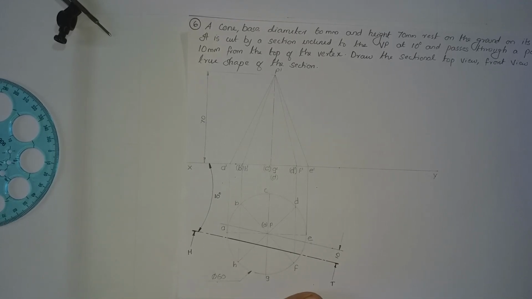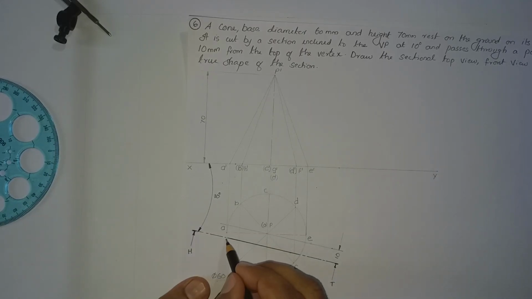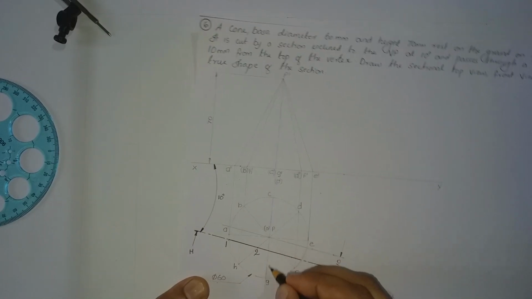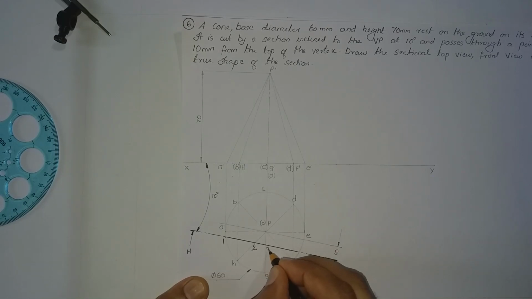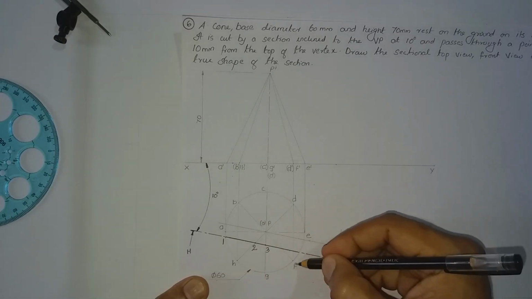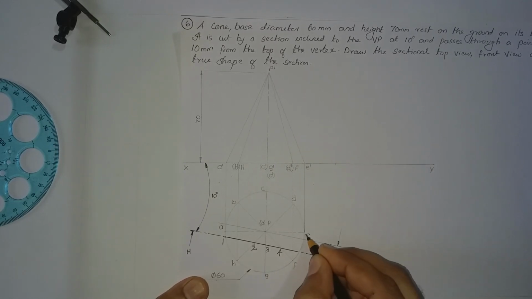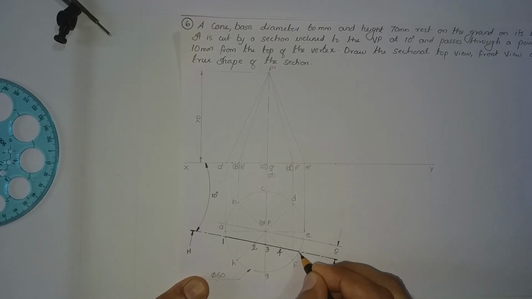After this, the next step is marking the meeting points of the section plane with the various points of the solid. Here we have a curved surface and some generators. Here it is meeting the base at point 1. Let us mark it as point 1. Here PH is a generator, so let us mark it as point 2. PG is another generator. Let us mark it as 3. PF is another generator. Here we have a meeting point. Let us mark it as 4. And here along the base we have point 5.